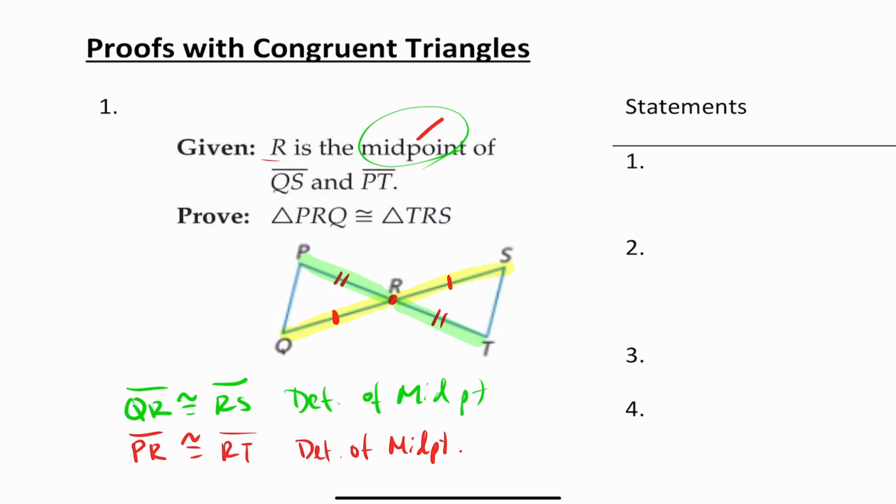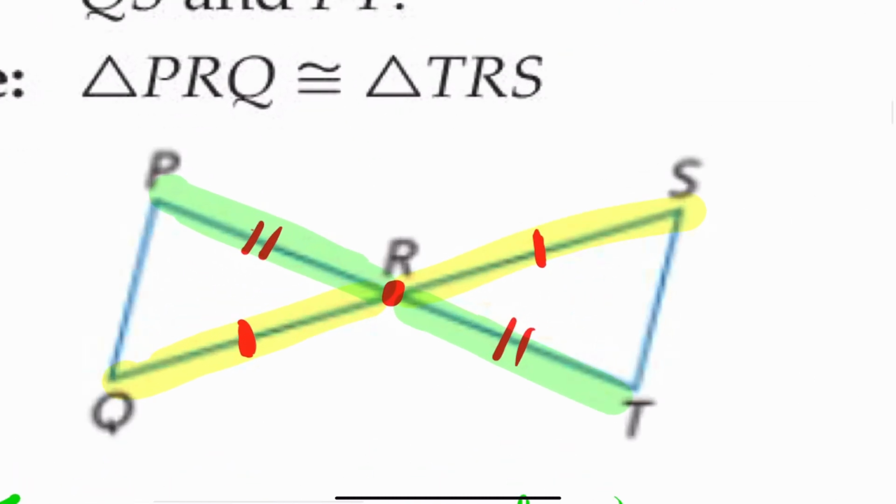Okay, so what else do we know? I've done everything I need to do from my given. I marked my picture, I wrote some stuff. That's awesome. Let's take a look at the image now. Okay, so if I zoom in closely, what do we notice? Well, what do we know?